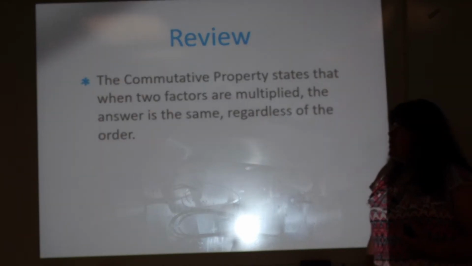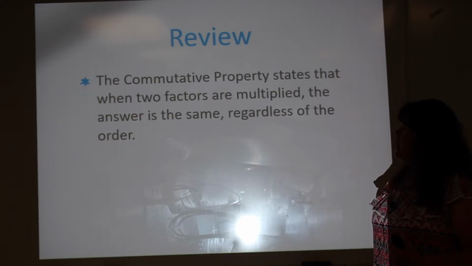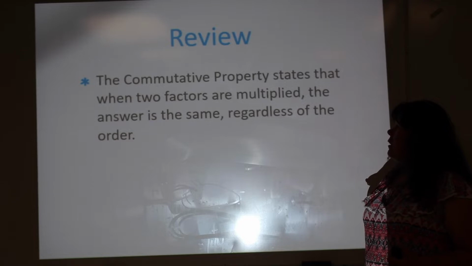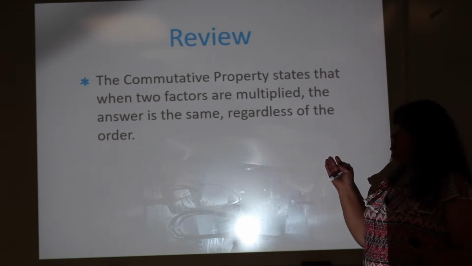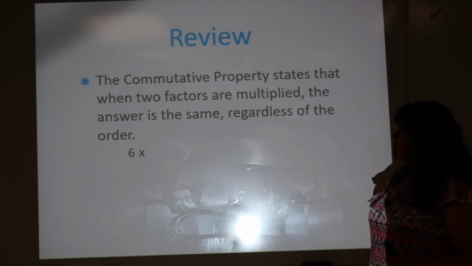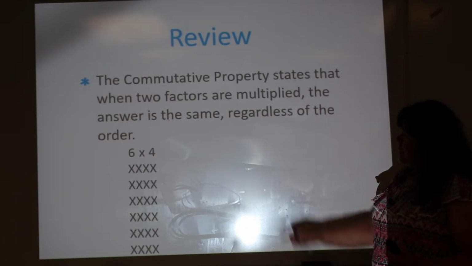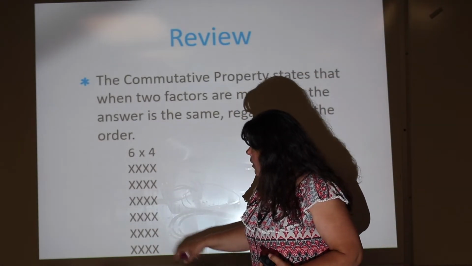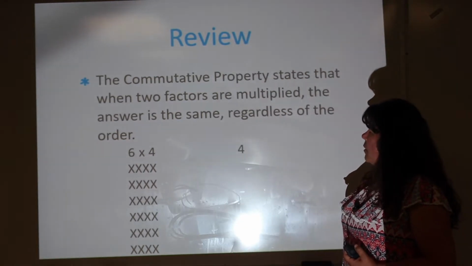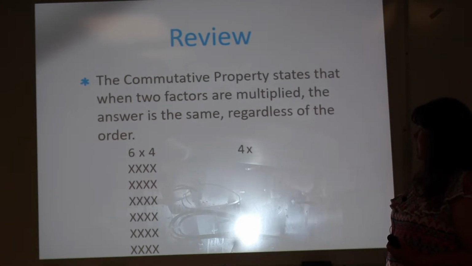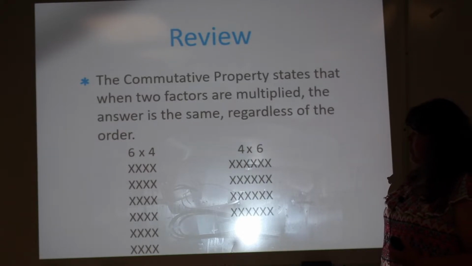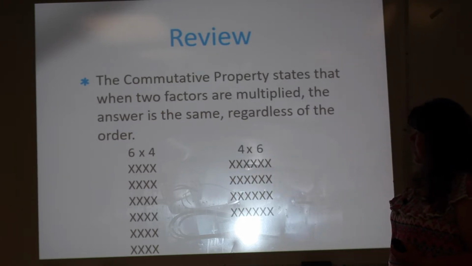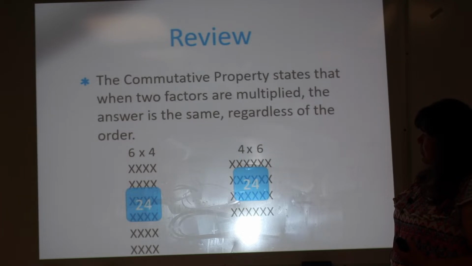That's distributive. The commutative property states that when two factors are multiplied, that means two of our numbers, the answer is the same regardless of the order. That's the one where we can switch. So I have 6 times 4. And there's my array to show you 6 times 4. There's 1, 2, 3, 4, 5, 6 rows, and 1, 2, 3, 4 in each row. Or I could switch my factors and get 4 times 6. I'll have 4 rows, 1, 2, 3, 4, and there's 1, 2, 3, 4, 5, 6 in each row. I still get the same answer, 24 for both of those.